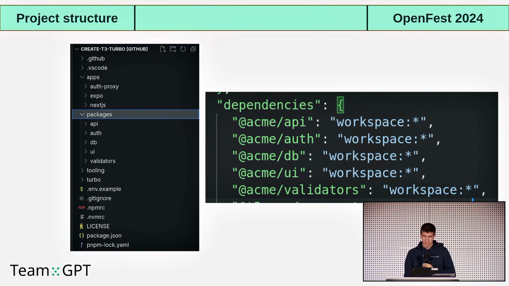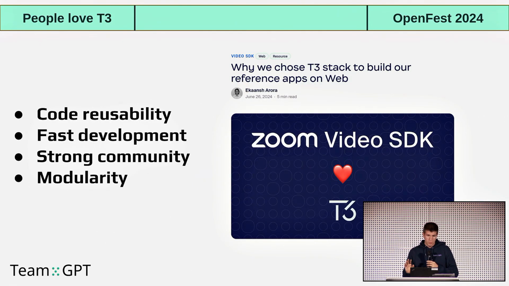And these packages are dependencies of all of these applications. You can see we've got the API package, auth package, DB package. You can do as many as you would like. So people love this stack, and a lot of companies already use it. We've got Zoom, Google, and other big companies, and here are the main reasons they use it. Very fast development, very strong community, and we've got this modularity I just showed you.